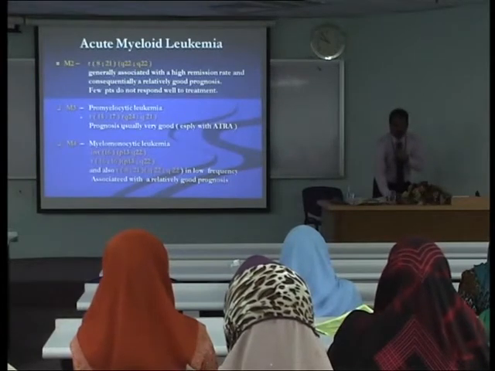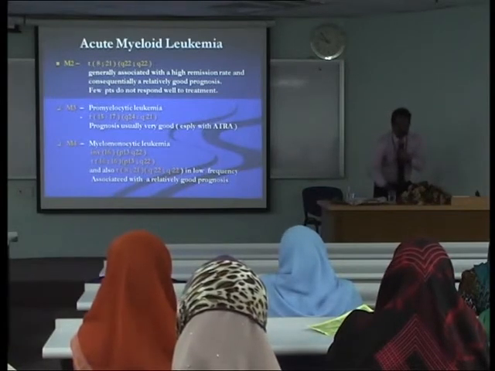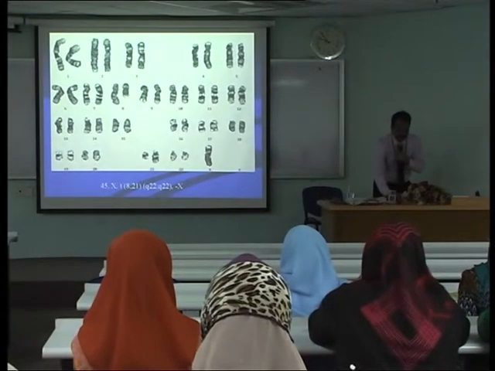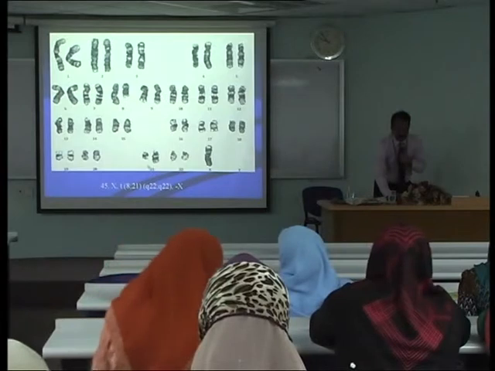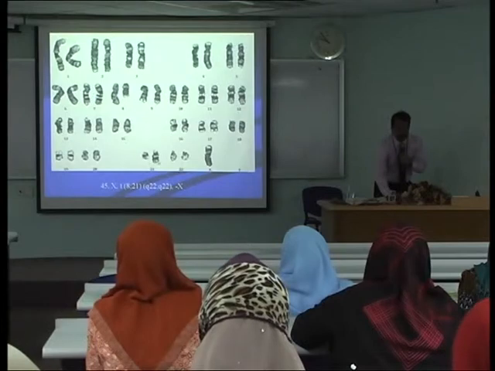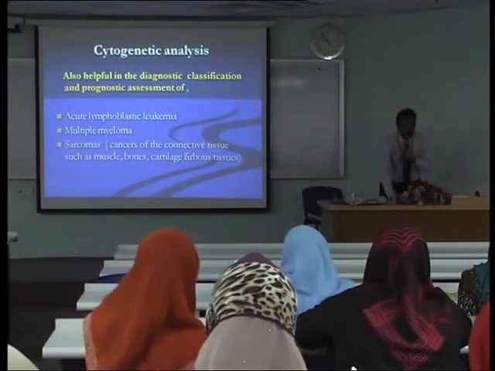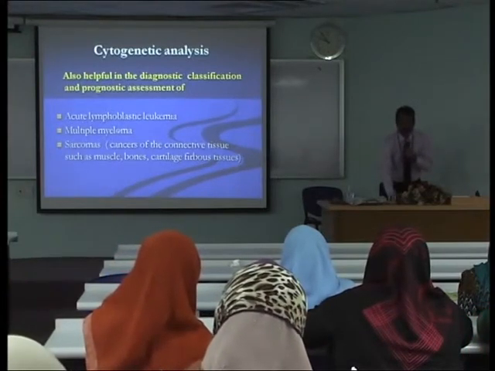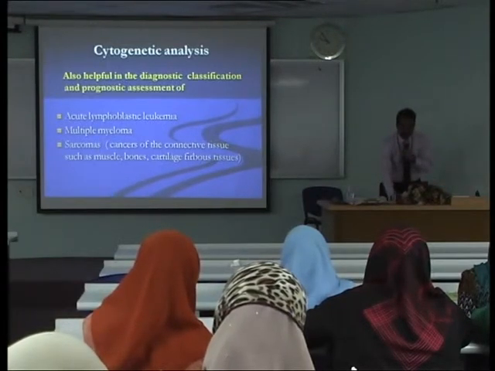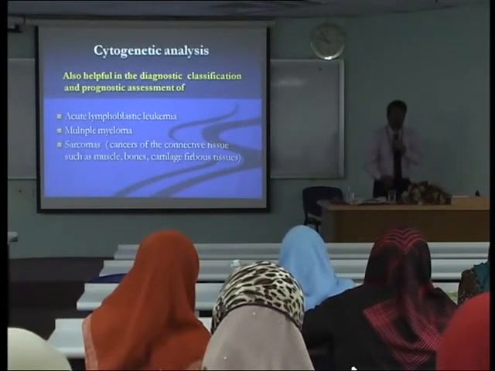There are a lot of applications for cytogenetics in the field of cancer. I don't have much time for describing all the things. It also helps in classifying other types of leukemia, especially acute myeloid leukemia. This is a translocation between 8 and 21. This is normal 21, this is abnormal 21. This much portion has been translocated to here. So cytogenetic analysis helps in the diagnostic, classification and prognostic assessment of other types of cancers like acute lymphoblastic leukemia, multiple myeloma, and also sarcomas, which are cancers of the connective tissue such as muscle, bones and like that. So we can make a genetic classification for sarcomas also.